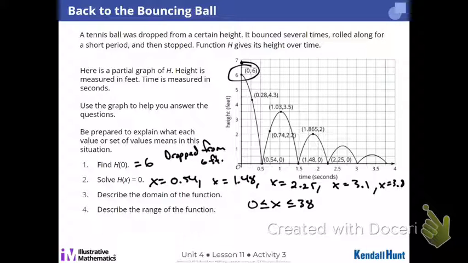Okay, and then the range. Who can help me out with the range for this then? So all the possible inputs are 0 to 3.8 seconds. What are the possible ranges? Hey, Ivy. 0 is less than or equal to y is less than or equal to 6. Yep, so the lowest it goes is the ground, the highest it goes is where it starts at 6, and everything in between. So there's my domain, and there's my range.